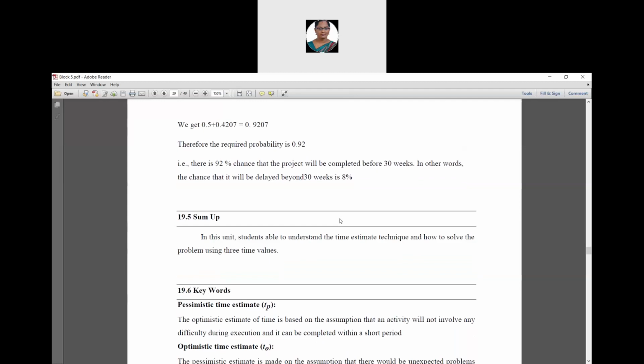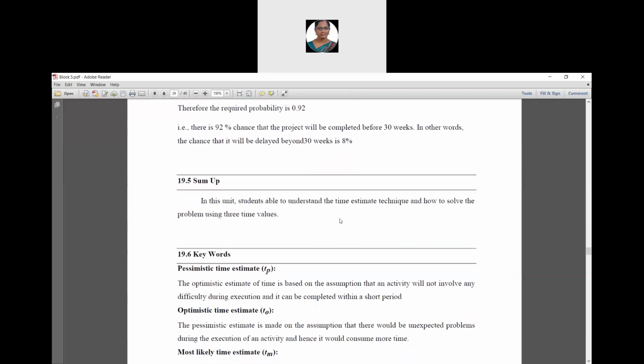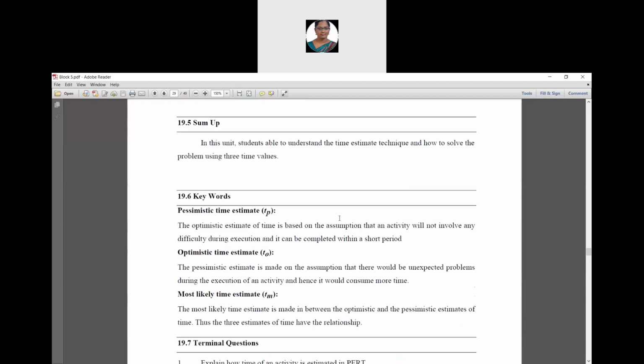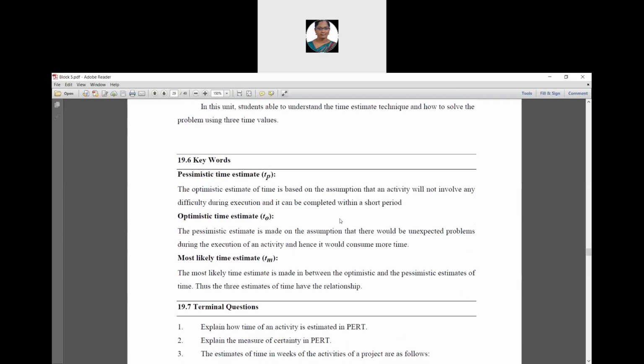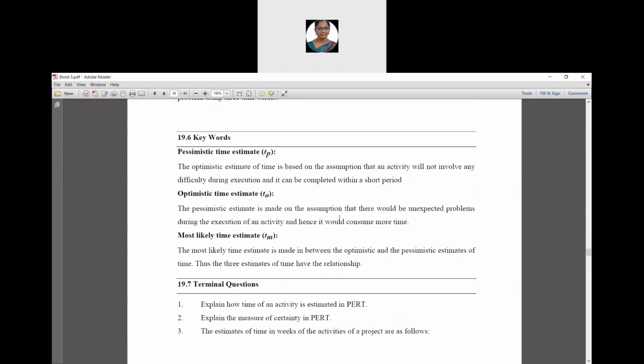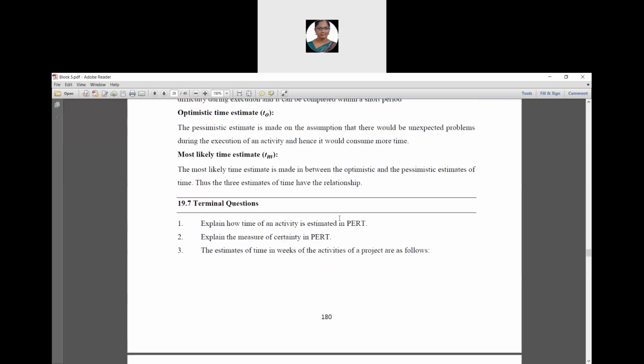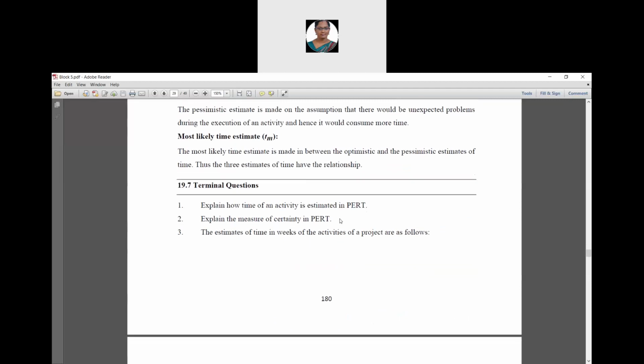And next one is, let's sum up. In this unit, students are able to understand the time estimate technique and how to solve the problem using three estimate values. Some keywords have been given for you: pessimistic, optimistic, most likely time estimates, and some terminal questions have been given for you.